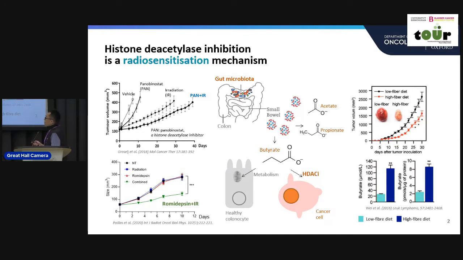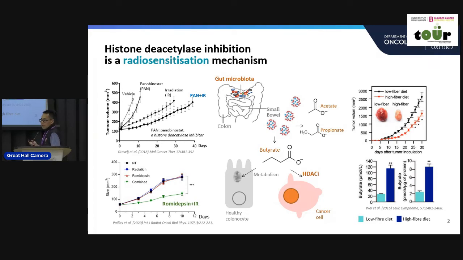Previous lab members have proven that HDAC inhibitors, histone deacetylase inhibitors, can radiosensitize bladder tumors, which means HDAC inhibition is a promising mechanism of radiosensitization. So what about an endogenous radiosensitizer with fewer side effects? One group of such inhibitors are short-chain fatty acids.